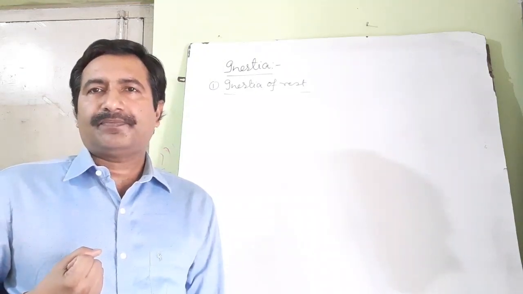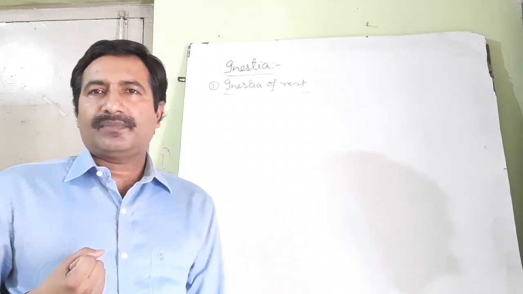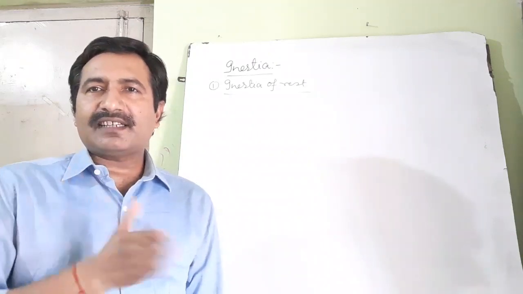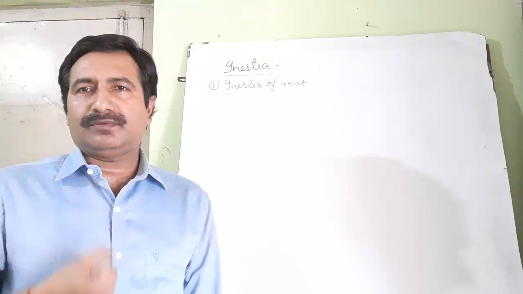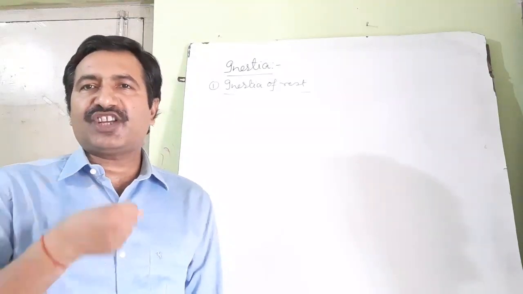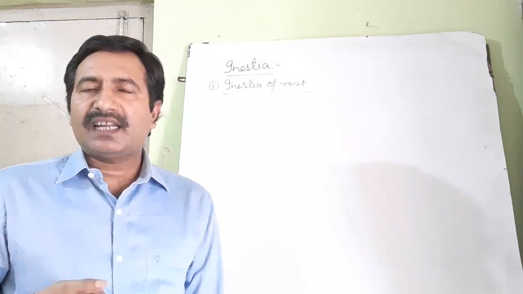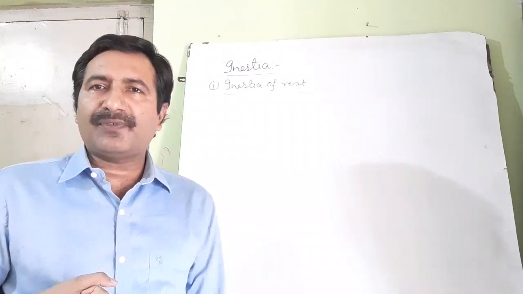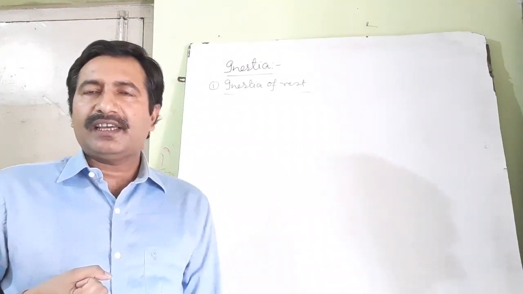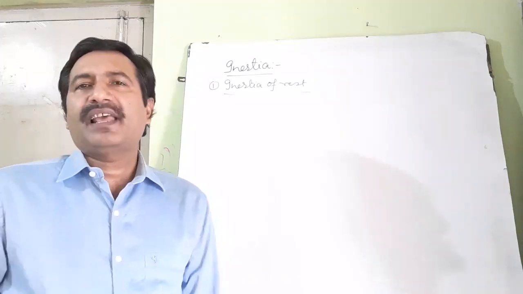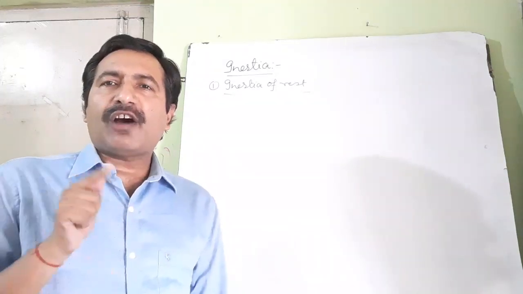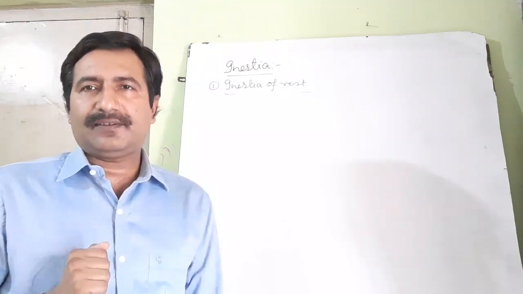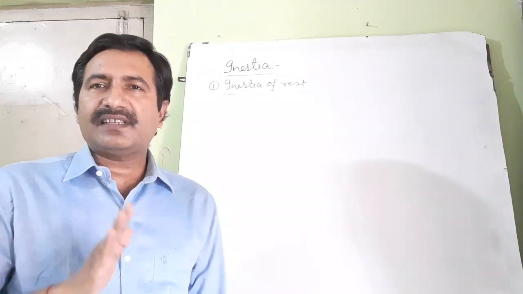Whenever you dust a towel, what happens? You give a jerk, the towel is set into motion and the dust particles fall down. When you beat a carpet with a stick, the carpet is set into motion and the dust particles fall down. So all these are examples of inertia of rest. Okay? So inertia of rest can be defined as the inability of a body at rest to change its present position on itself.